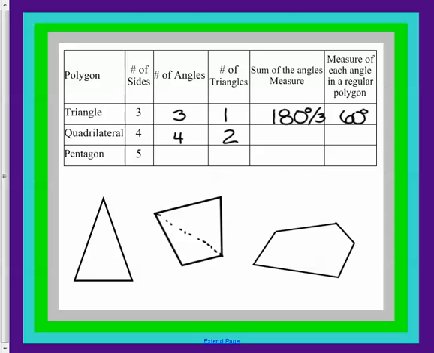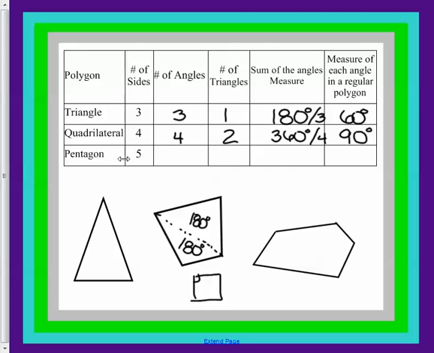So if we have 2 triangles, and we know a triangle equals 180, then we can think about adding them together like so. 180 and 180 make 360. So if we cut them into fourths, because we have 4 angles, we can figure out the measure of a regular one, which would be 90 degrees. This would be like your square.